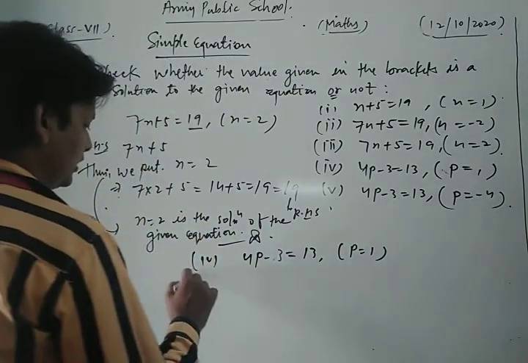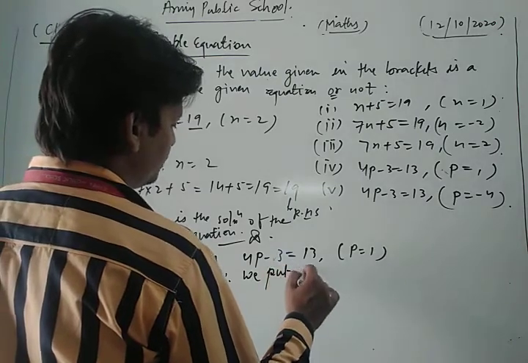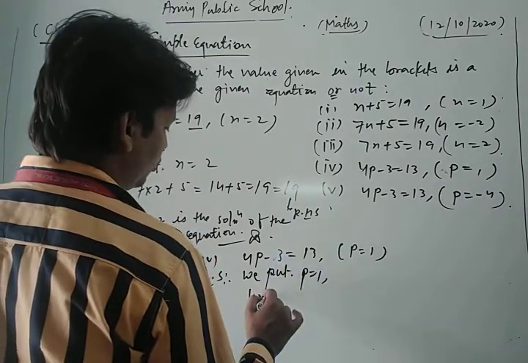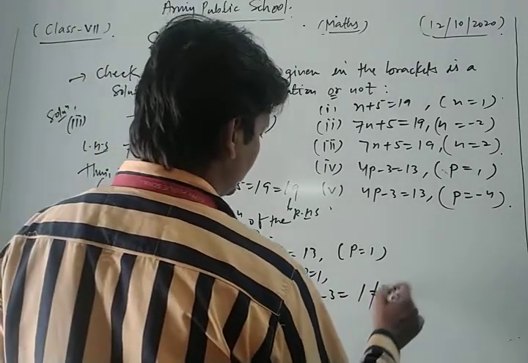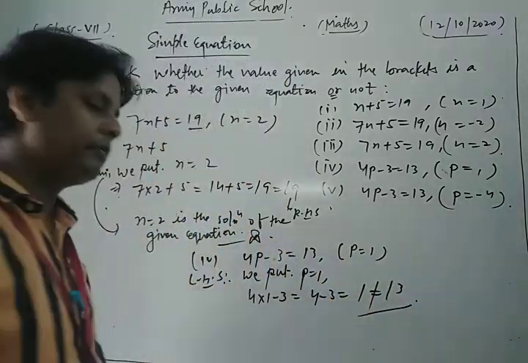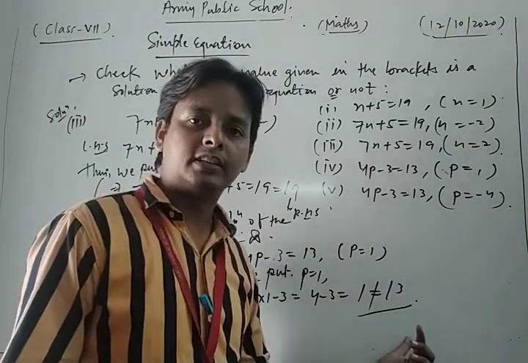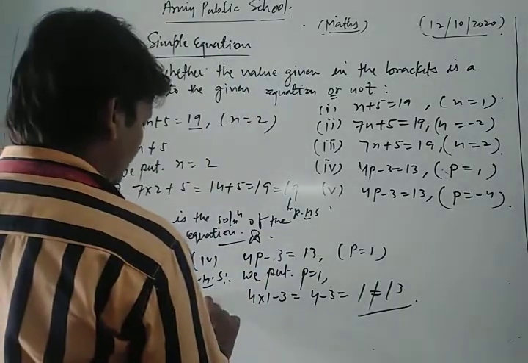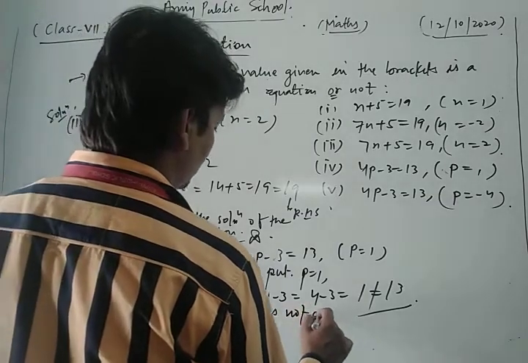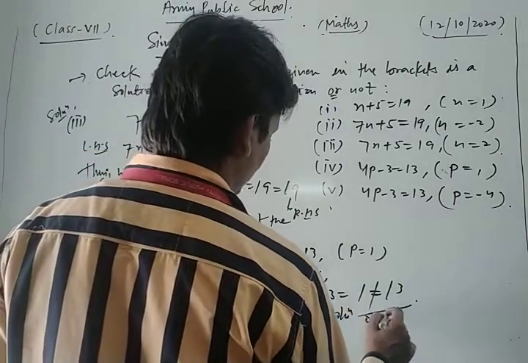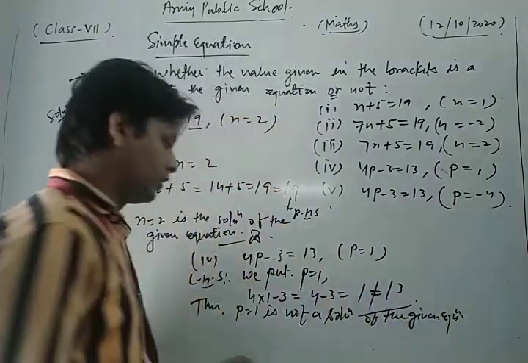Similarly, we apply the same process. Take the LHS and put p = 1 in it. We get 4 times 1 minus 3, that is 4 - 3, which is 1, and this is not equal to 13. Since we get 1, which is not equal to the right hand side, we can say that p = 1 is not a solution of the given equation.